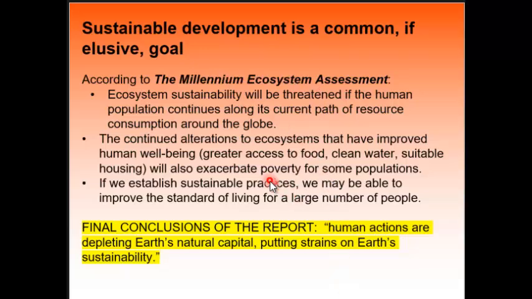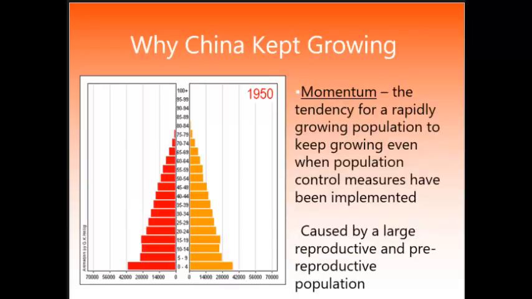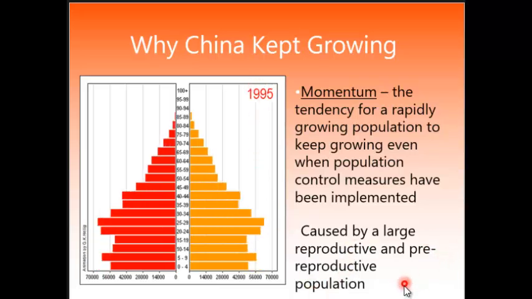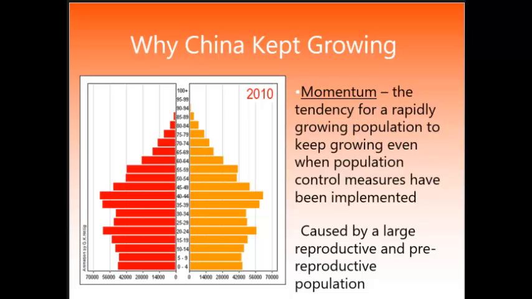Okay, the Millennium Ecosystem Assessment. Make sure that you know about those final conclusions of the report. Read it here, and I will pause, or you will pause, and pay attention to the population momentum of China. Notice how it's growing. Notice the dates. I think this is just really cool. We already talked about population momentum.